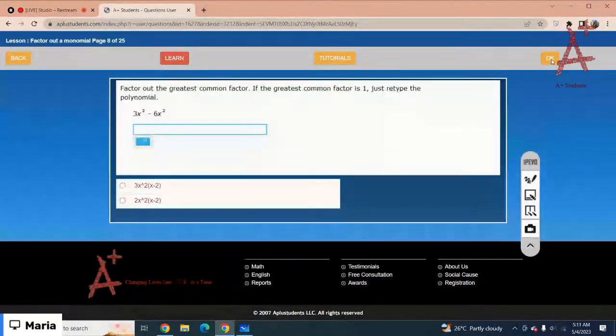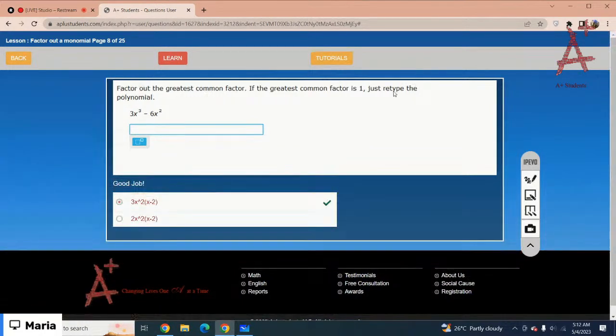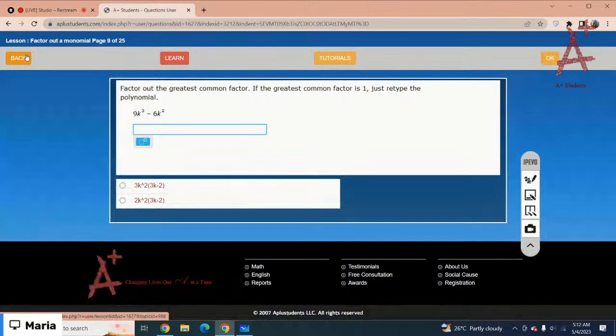Okay, the next one is 3x square minus 6x square. Which is the correct option? It would be 3x square times x minus 2. Okay, you can complete the test by yourself later today. Let me just move on to the next lesson.